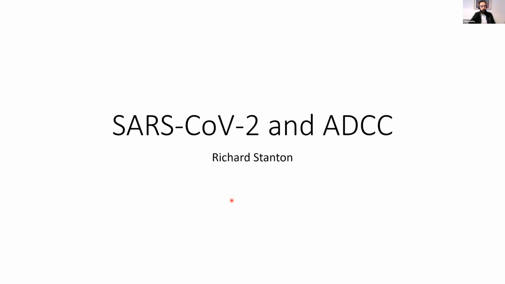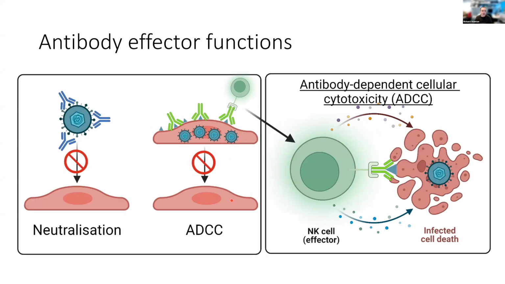Okay, so I'm going to talk about some work we've been doing on SARS-CoV-2 and ADCC, starting off with some published data to set the scene, and then going into some unpublished stuff. When we think about antibodies, we all know about neutralizing antibodies. These bind the virion and prevent it infecting your cells, which is clearly very important. However, if the virus is able to breach this barrier and get inside your cells, these antibodies can't access it, and so they become a bit less effective.